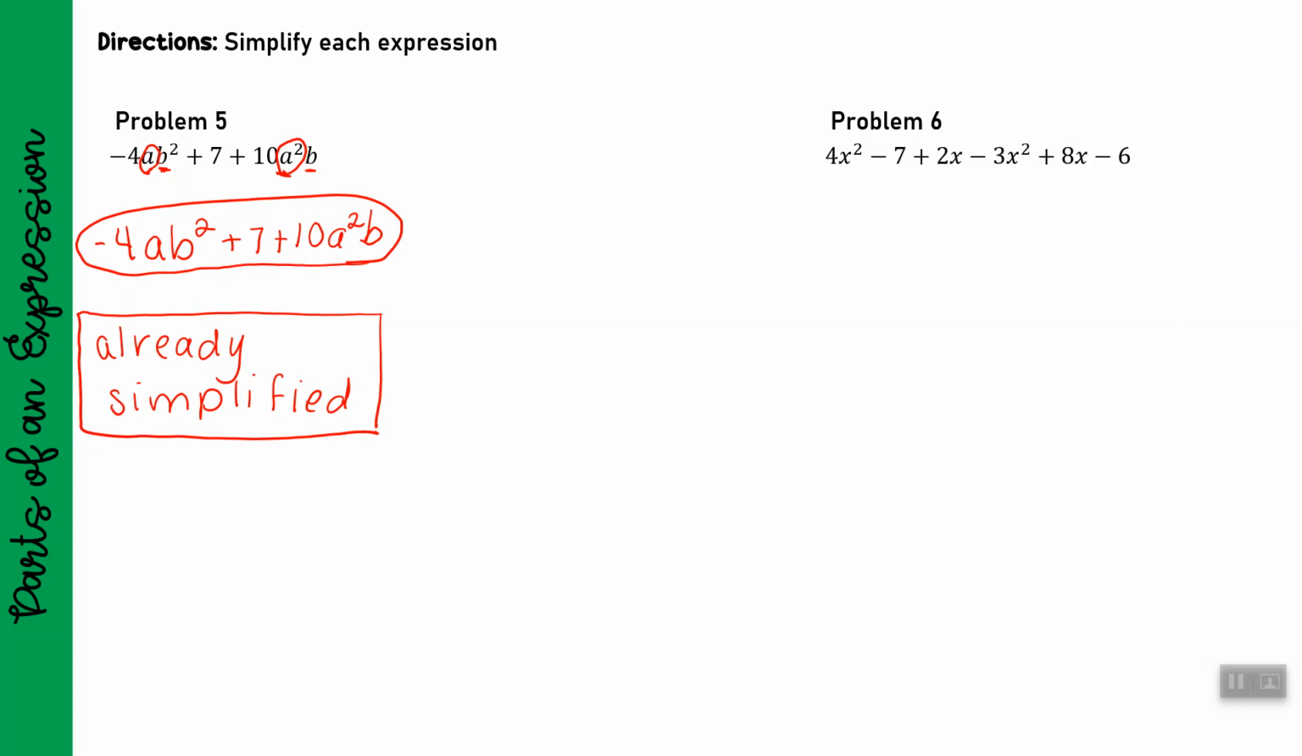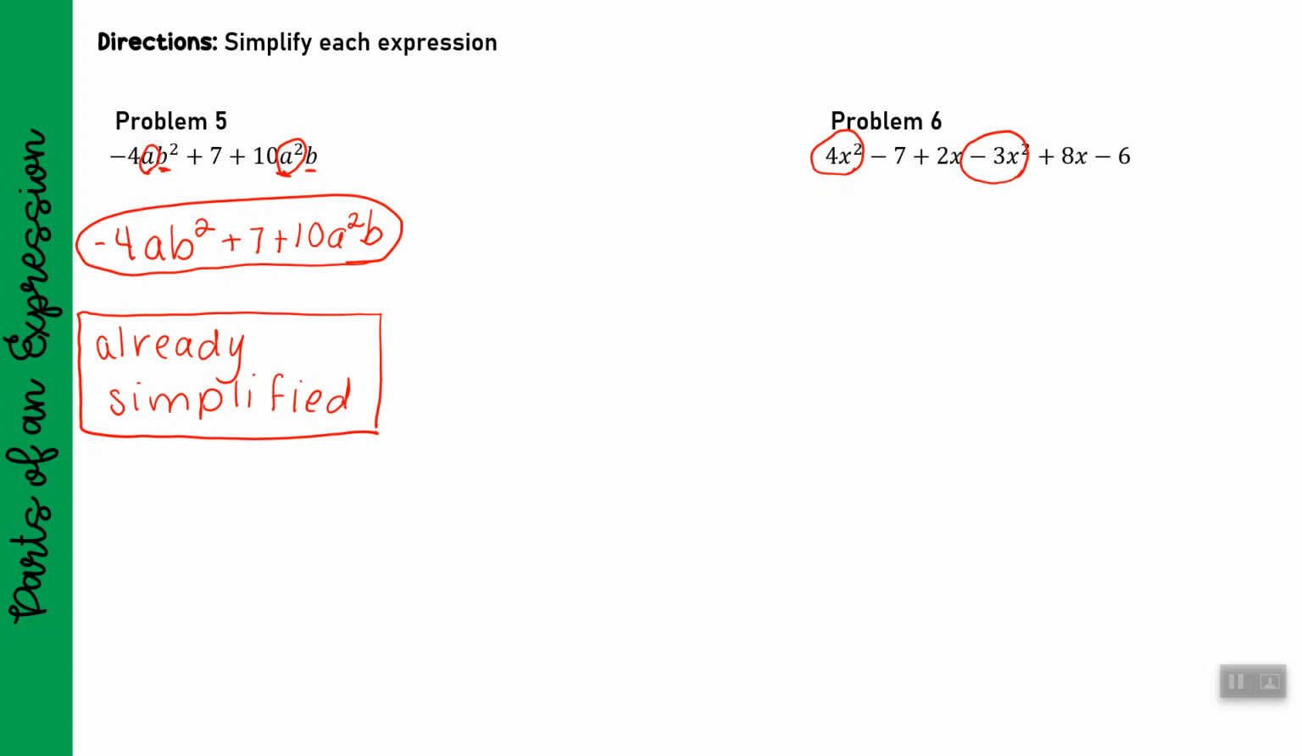Okay, let's again move on now. That's already simplified. We can't do anything with that one. So I'm going to start with what we call the highest degree, meaning I'm going to find the largest exponents. So I have a 4x squared, a negative 3x squared. None of the other ones are like terms because they do not have the same variable and those variables have the same exponents.